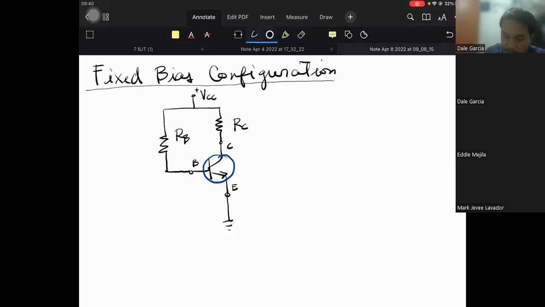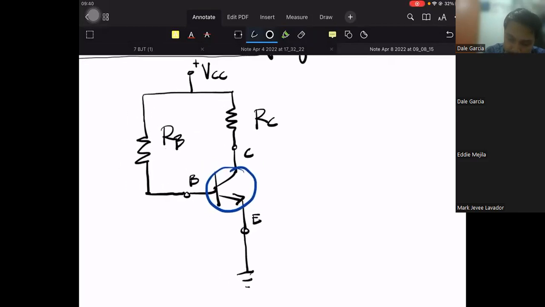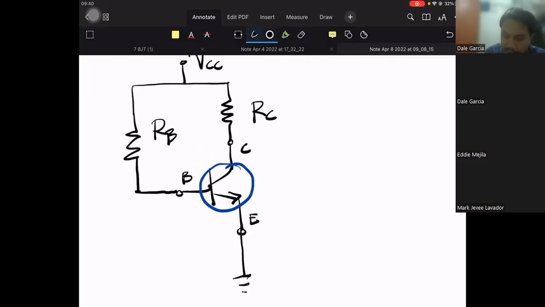Now for our currents, we have IC, IE, and IB. Because this is an NPN BJT, IB goes inside, same with IC. So this is IC.